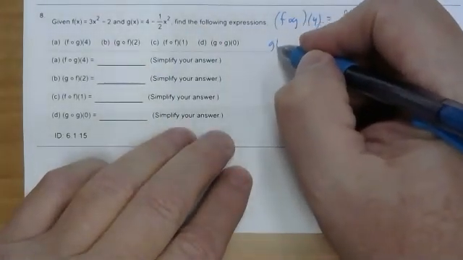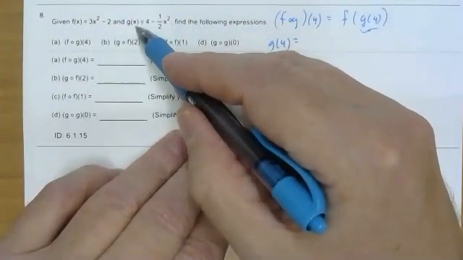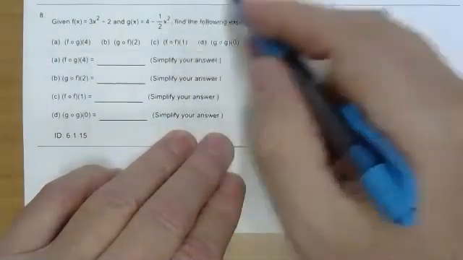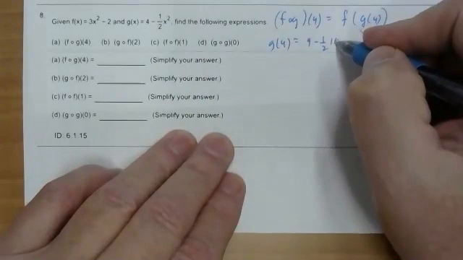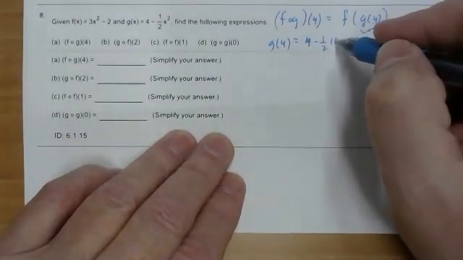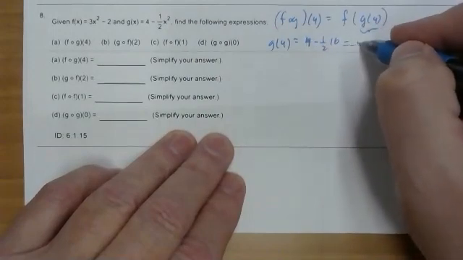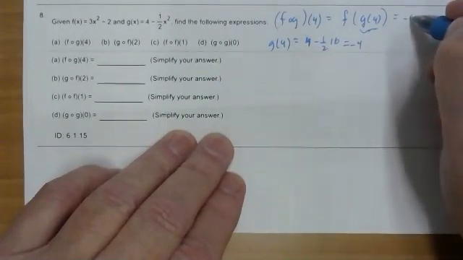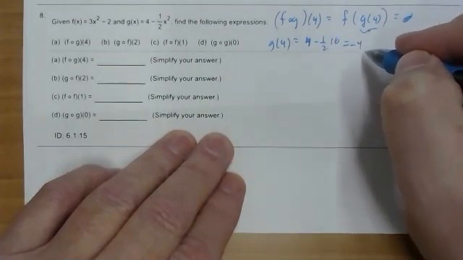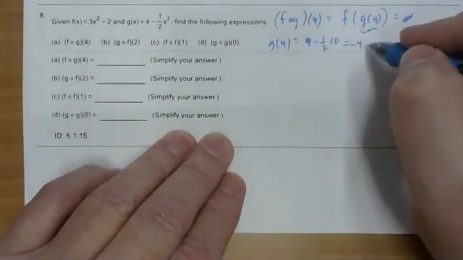So g of 4, if I plug in 4, and for this g of x, I'm going to have 4 minus 1/2, 4 squared, which is 16. So 16 times 1/2 is 8. 4 minus 8 looks like, oops. Yeah, g of 4 is -4.